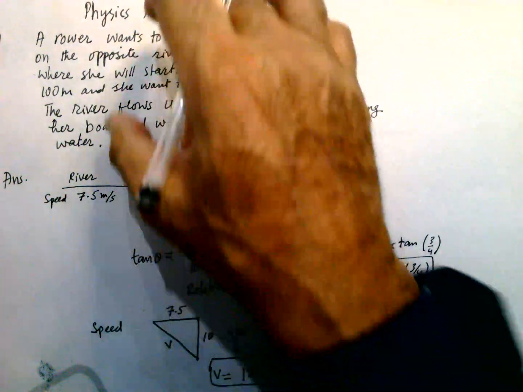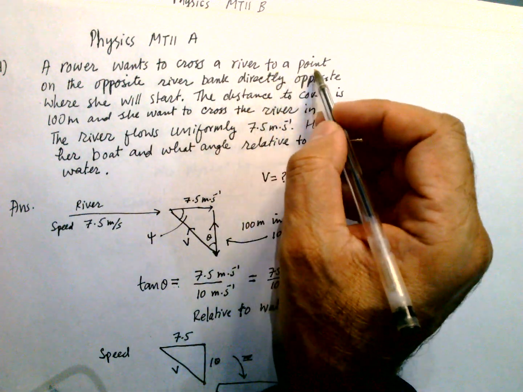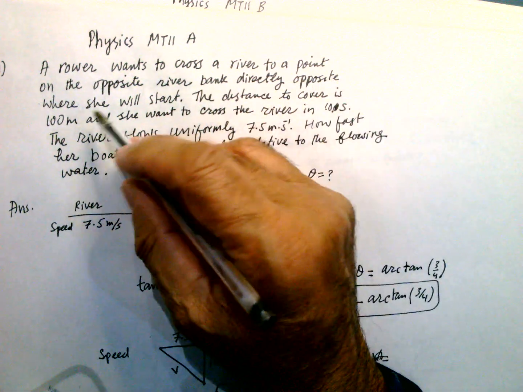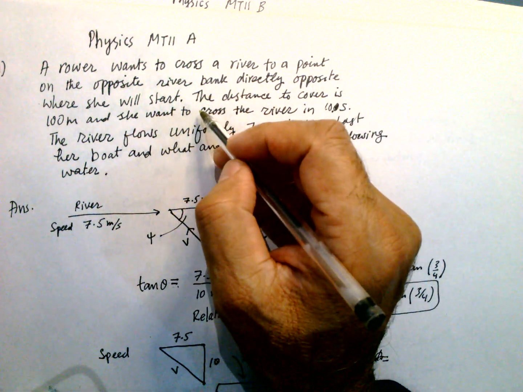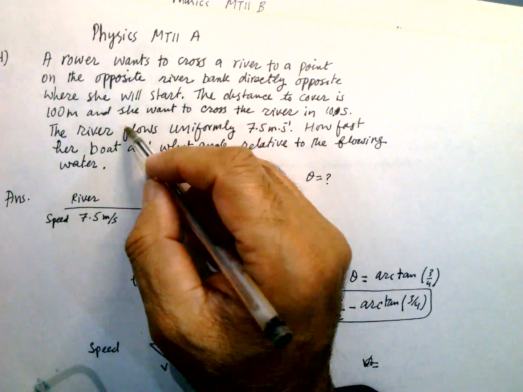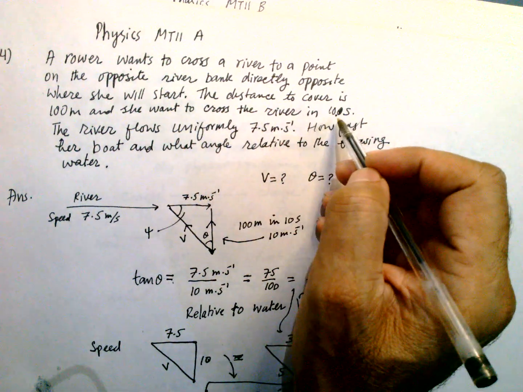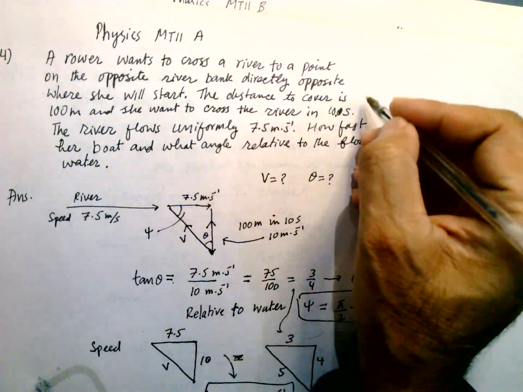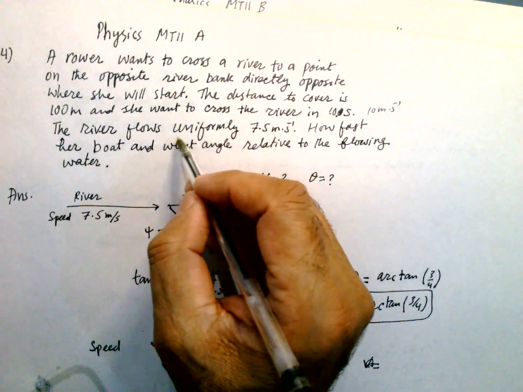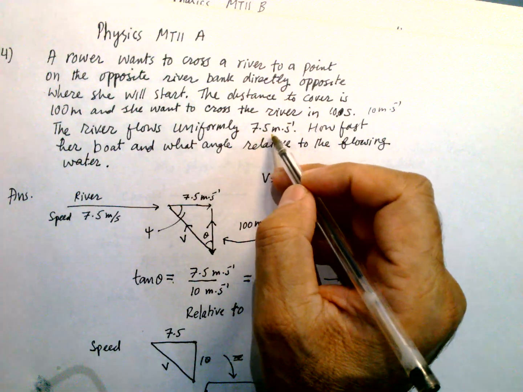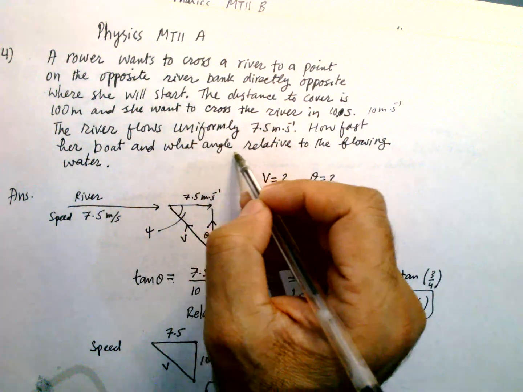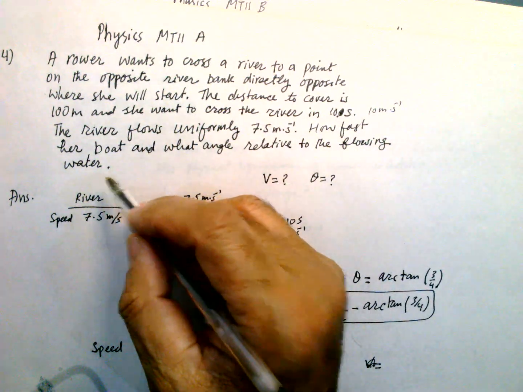Next question: a rower wants to cross a river to a point on the opposite side of the river bank, directly opposite where she will start. The distance to cover is 100 meter. She wants to cover the river in 10 seconds. So that means its speed is 10 meter per second. The river flows uniformly at 7.5 meter per second. How fast is the boat and at what angle relative to the flowing water?